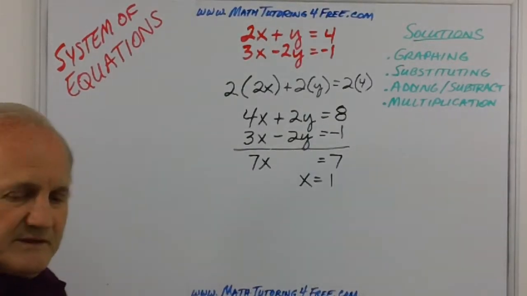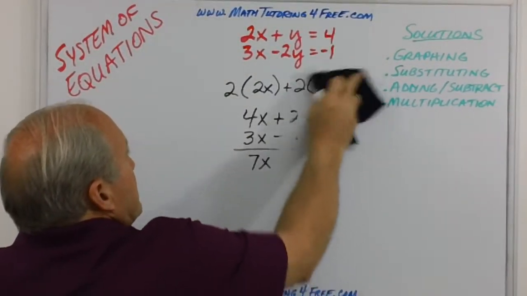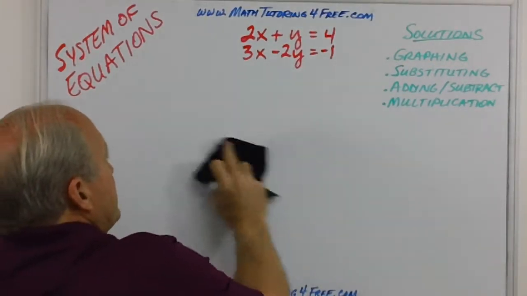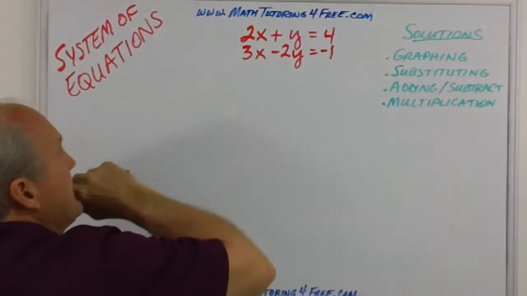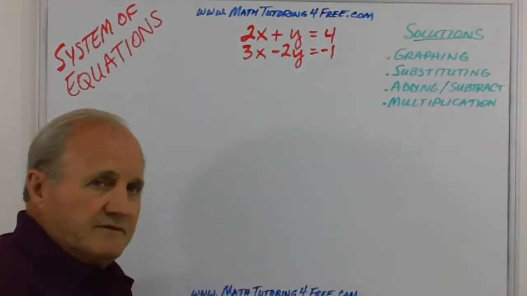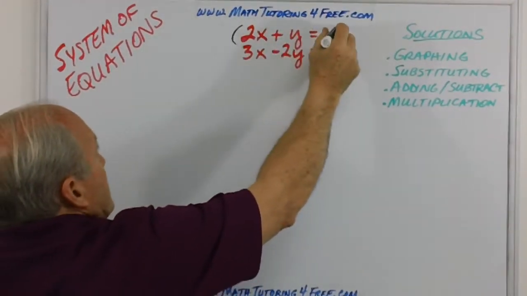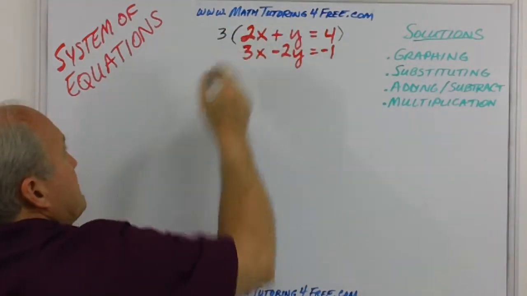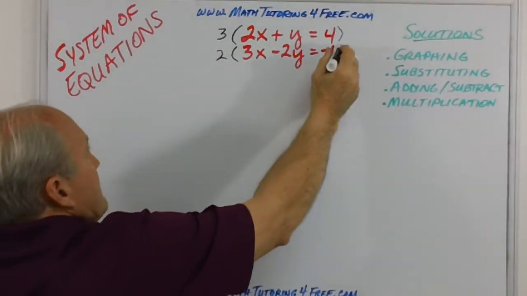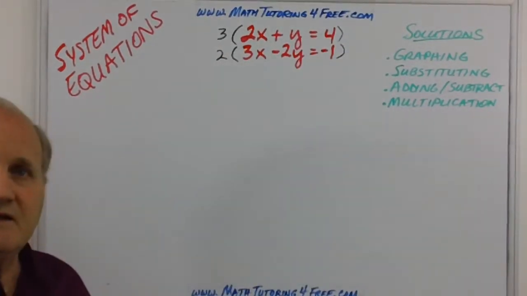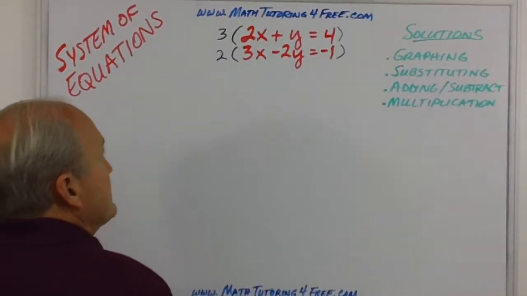Another way we could do this is, let's say we didn't pick up on the y's right away, and we decided to eliminate the x's. Well, how would we get the x's to be equal to each other? If we multiplied the first equation by 3, we'd have 6x, wouldn't we? If we multiplied the second equation by 2, we would also have 6x. Then we could subtract one equation from the other, and the x's would drop out.